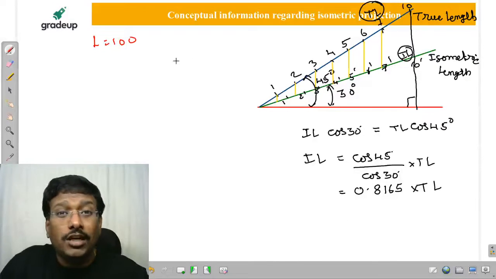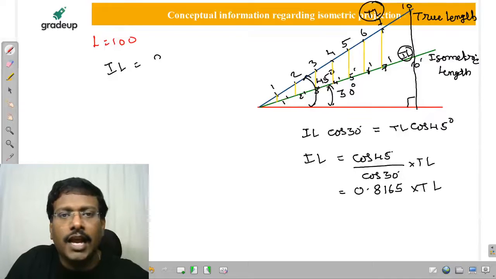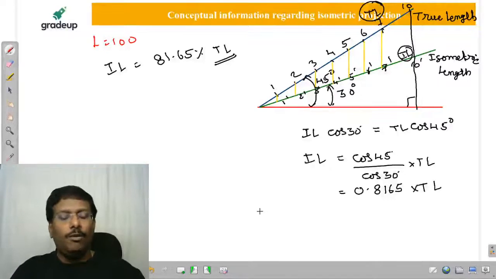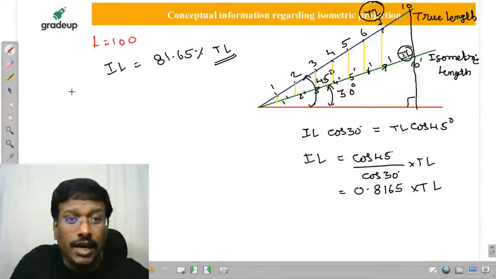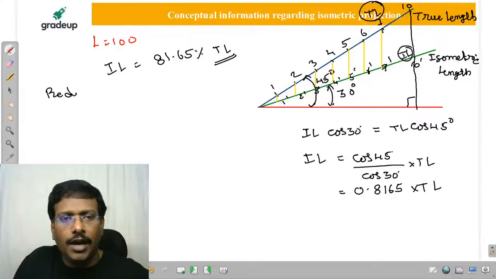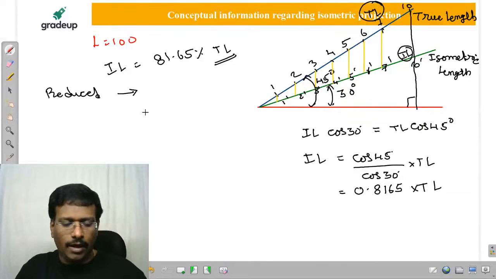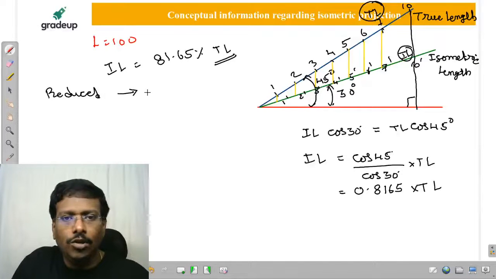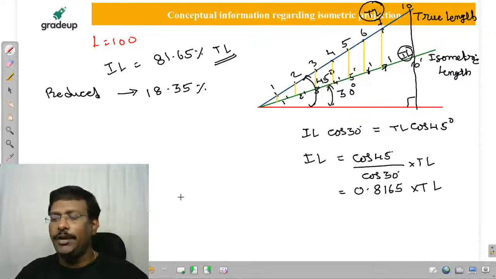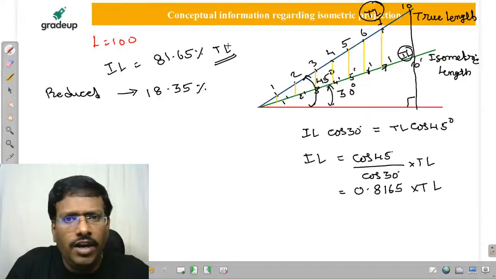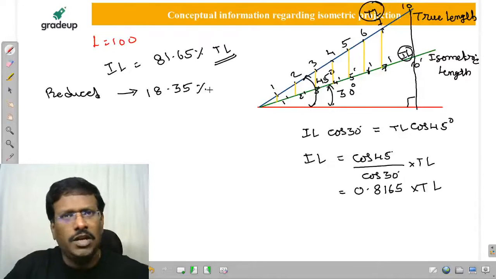So how much length will it appear? Isometric length is 81.65% of the true length. But how much is it reduced? How much is the reduction? So 100 appears as this. Therefore, 1 minus the answer gives that it is reduced by 18.35%. The reduction in the dimensions is going to be 18.35%. Is it clear?